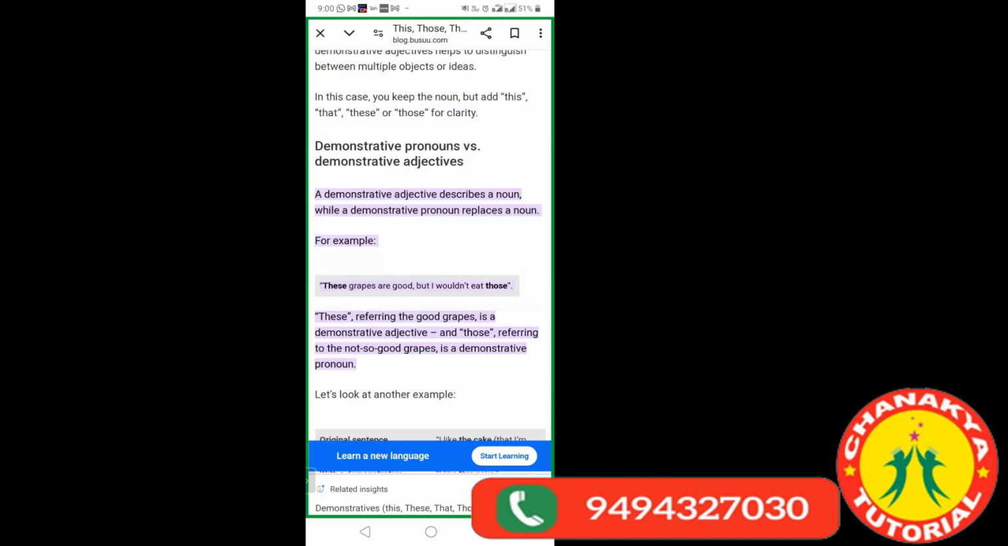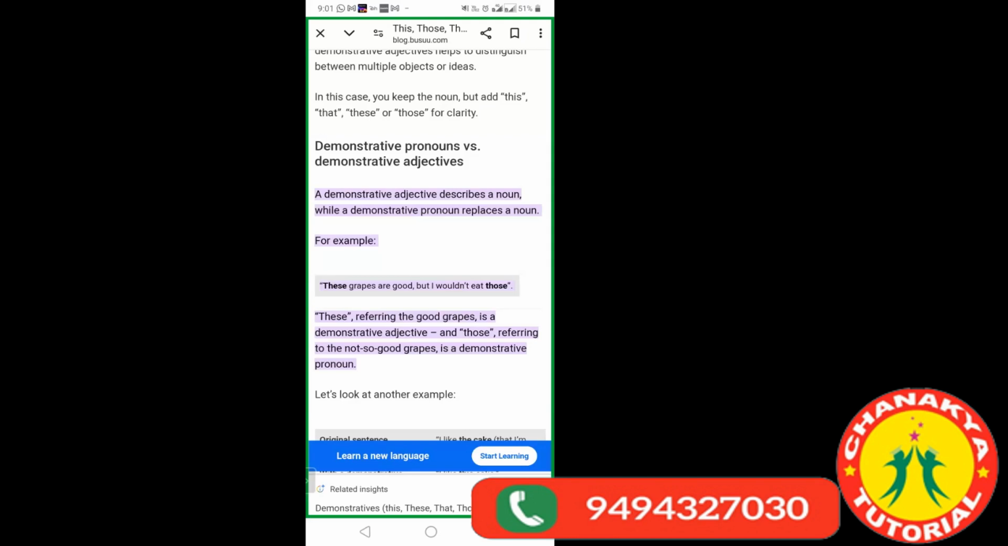Right. In the first sentence, these grapes, these are the pronouns. But in the second sentence, I won't eat those, those are demonstrative pronouns, right? If we normally say the grapes, these are grapes.